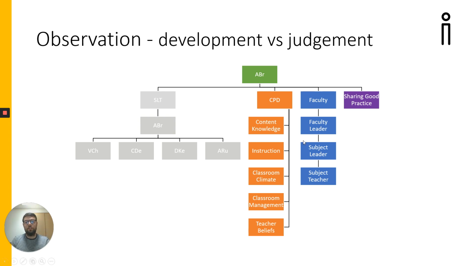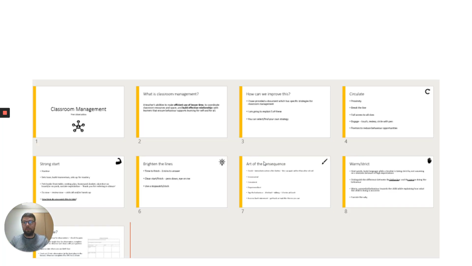So once every term, a teacher signs up to a certain session, gets a session delivered, and then is observed on one thing that they choose to focus on. And I'm going to try and show you how that would look now. So let's say you sign up for classroom management. Well, if you sign up for classroom management, this was the PowerPoint that was delivered to you.